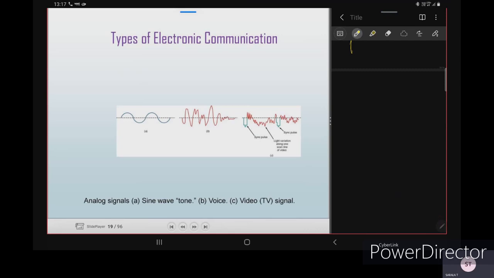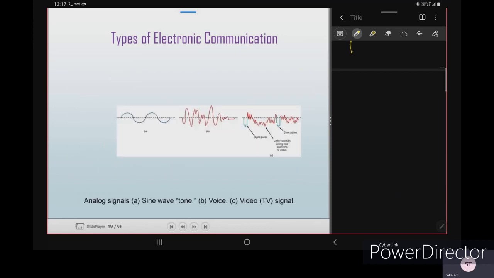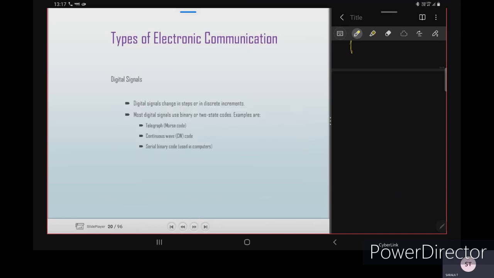Anything you can take as an input. You can see here the analog sine wave as I showed, and voice, as I told you, varies with respect to the tone. For the video signal, you can take it as a sync pulse and the light variation along one scan line of video. Your sync pulses will be there at each time interval for video TV signals.